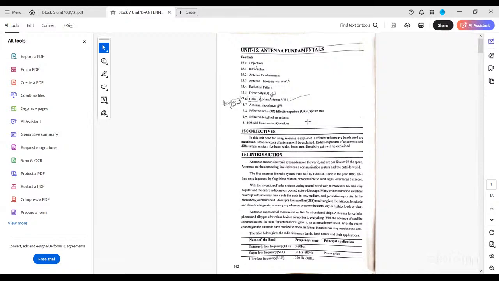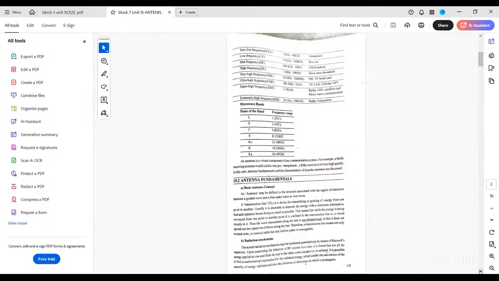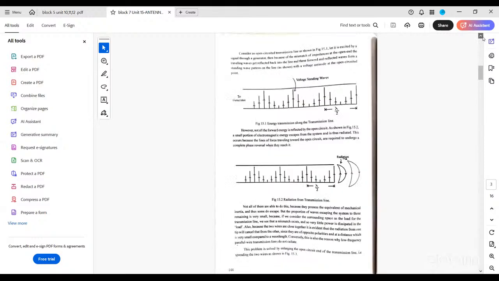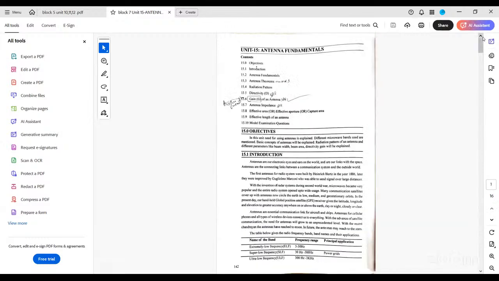Next, block 7. On page 142, we will see the full forms of the different frequencies, VLF, ULF. Before discussing essay questions, we will see the different types of bands available, their frequencies and applications for antennas. Already we discussed VHF, very high frequency. Somewhere we use the term VHF; in helical antenna and parabolic reflector we mentioned VHF.